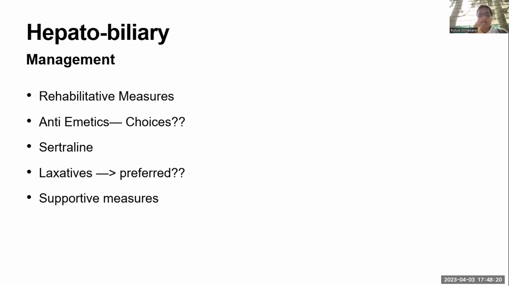And supportive measures. By supportive measures, here I mean that there might be ascites formation, so ascitic tapping as and when required, and antibiotics as and when required. You might have to do limb physiotherapy because there's a lot of pedal edema in such cases. So as and when required, you might need to give additional supportive measures to these patients. Next slide, please.